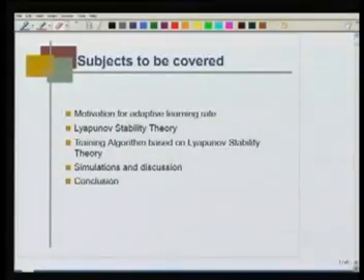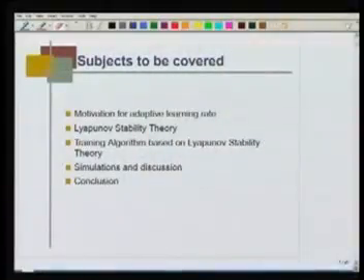So, subjects to be covered in this class are motivation for adaptive learning rate, and Lyapunov stability theory. We have already discussed stability theory. This is just to familiarize you in this class, so that you can appreciate how to derive this adaptive learning rate using Lyapunov function, and then some simulations and discussion.